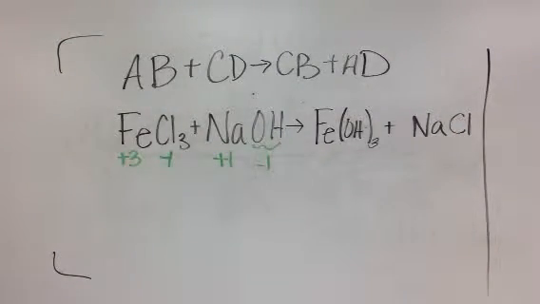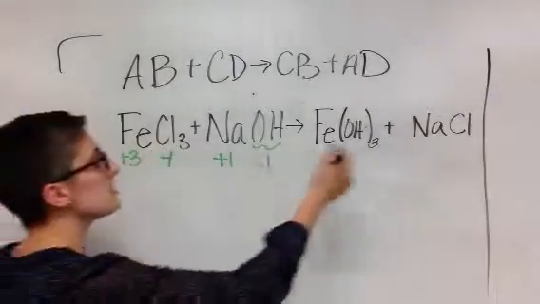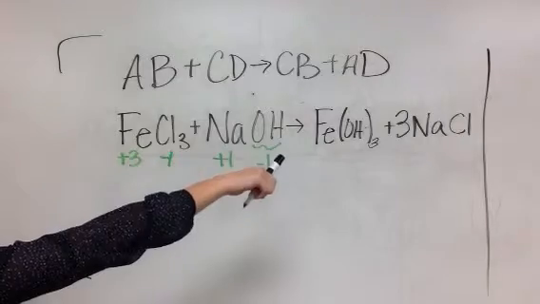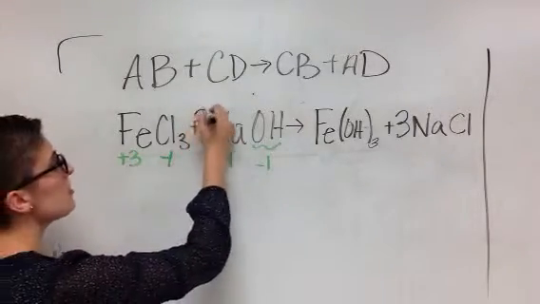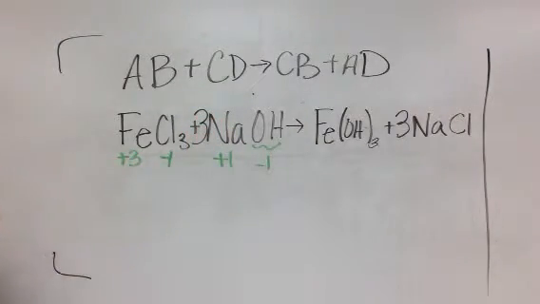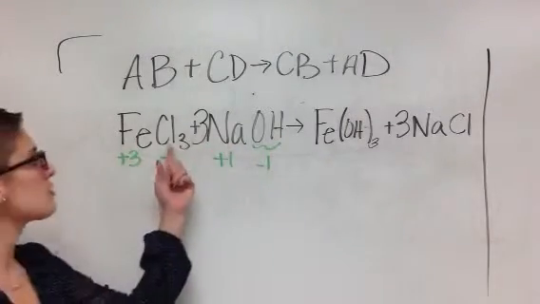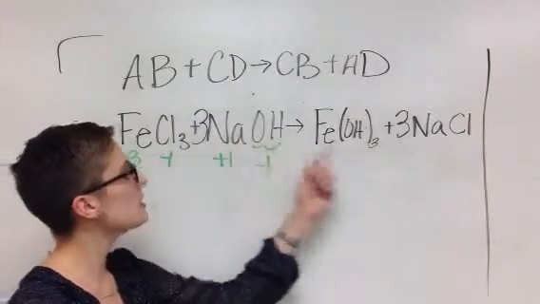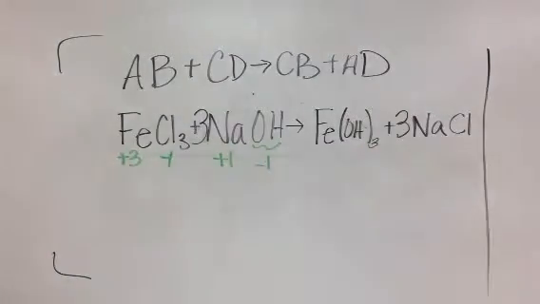Now, don't forget to balance. So I've got 3 chlorines here. That means I'll need to put a 3 there. And that also means now I have 3 sodiums, so I'll have to put a 3 in front of sodium hydroxide. And I think I'm balanced. 1 iron, 3 chlorines, 3 chlorines, 3 sodiums, and 3 hydroxides, and 3 hydroxides.